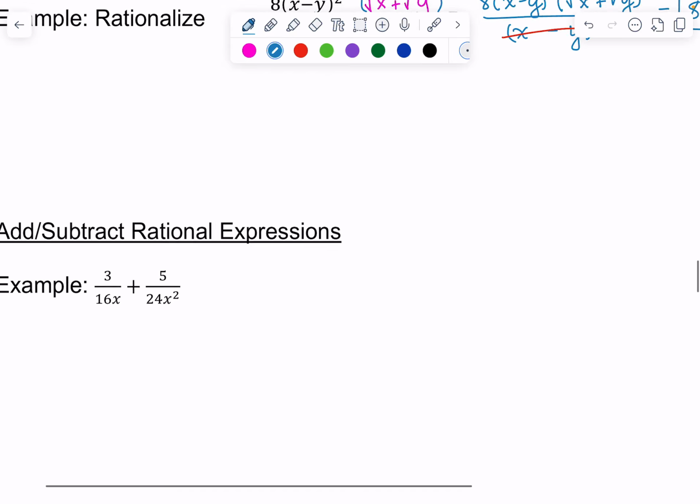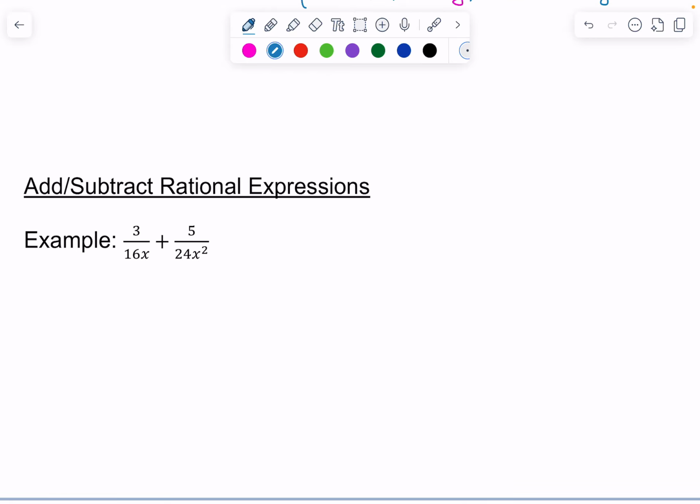All right, let's finish up the algebra section, adding and subtracting rational expressions. Remember to add and subtract them. We're thinking I need a common denominator, so I want to have the same denominator in both so I can put the numerators together.